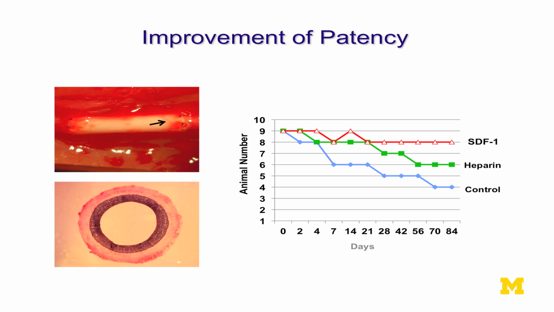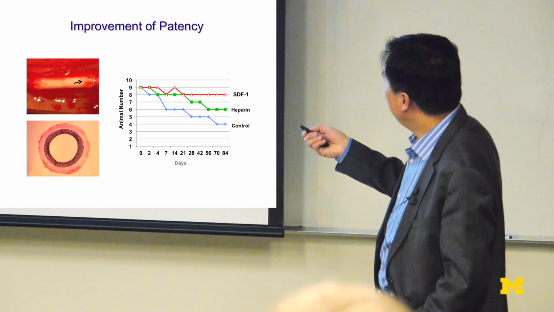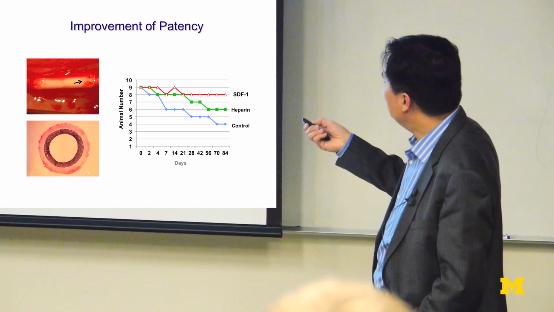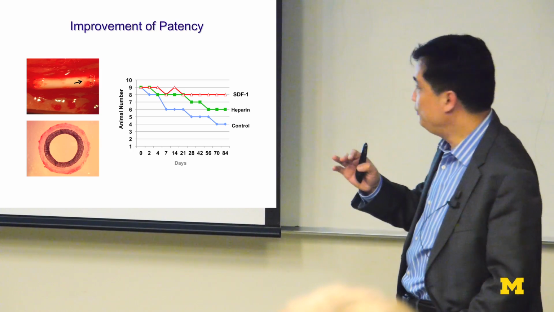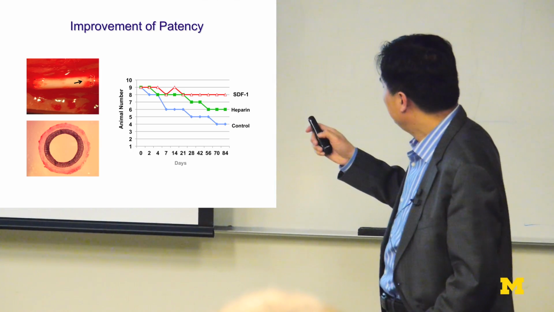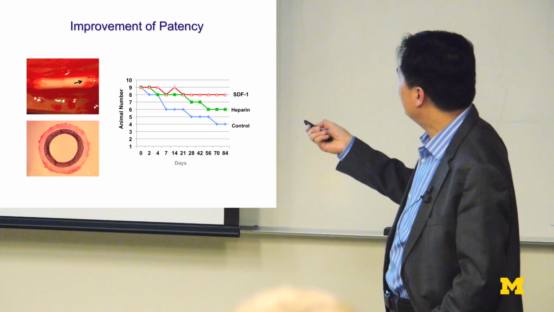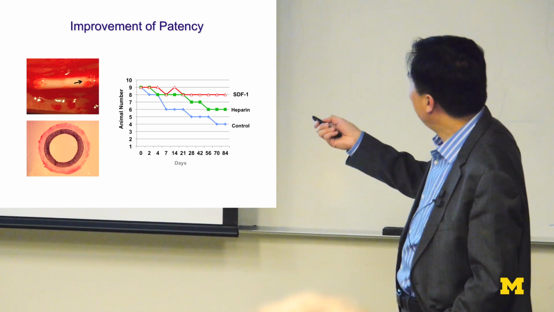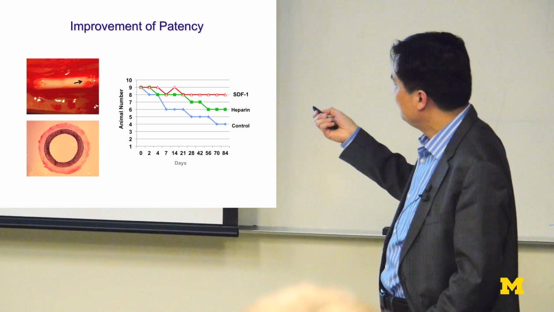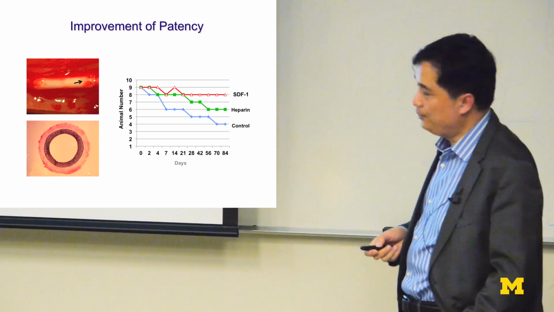So first we examine the patency. Indeed, if you have heparin, you could enhance the short-term patency. Compared to control, if you have 9 rats to start with, after 3 months, you only have half of the grafts patent. If you have heparin, you can improve the short-term patency, which means the vessel will remain open. But if you wait for 3 months, you can see a few more rats will have a clogged vessel. But if you have SDF1 immobilization, you have much better improvement in both the short-term and long-term period.